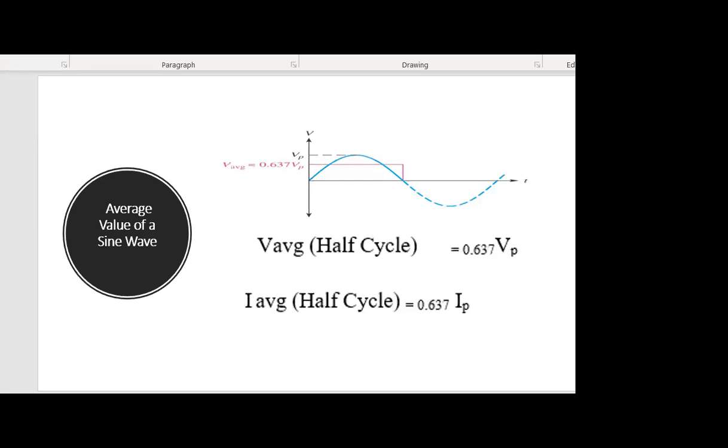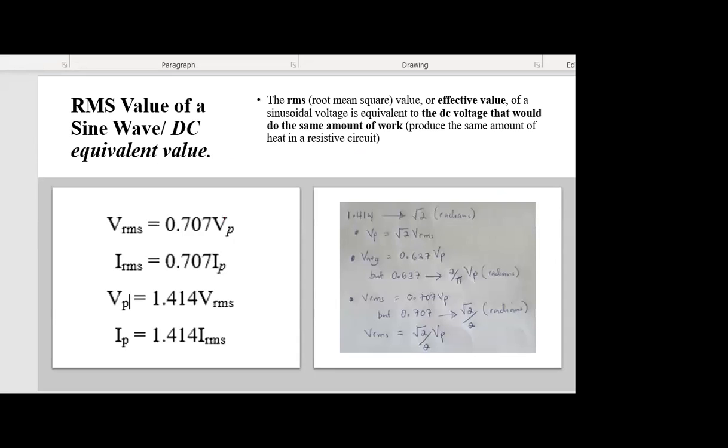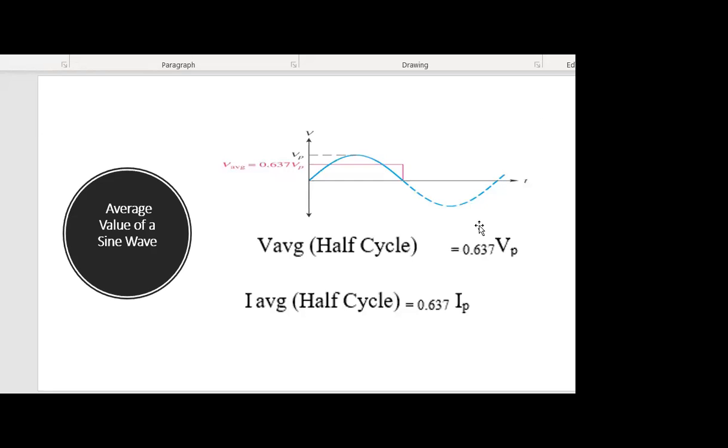So we look at the average value of the sine wave. It is 0.637. And the average value is defined as this, 0.637, which is equivalent to 2/pi. So I think this is easier to remember, 2/pi instead of 0.637.